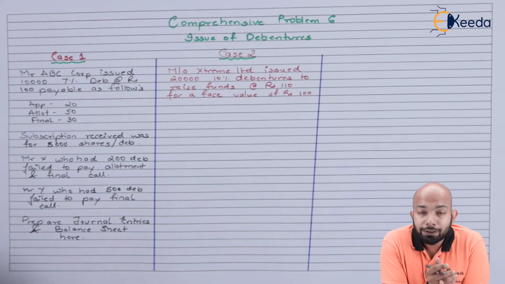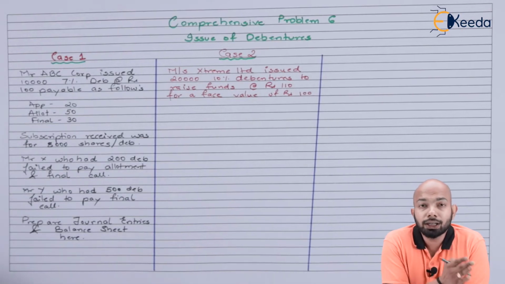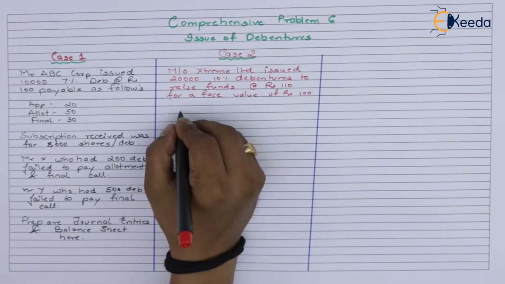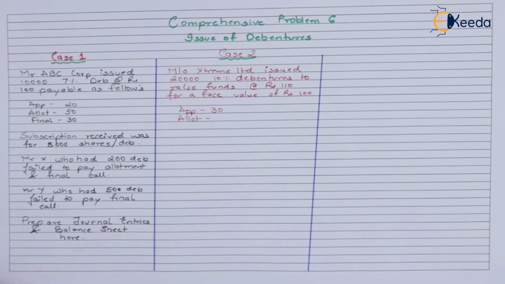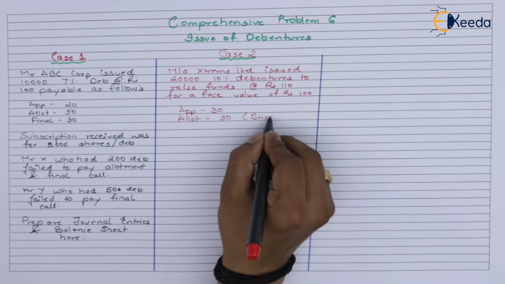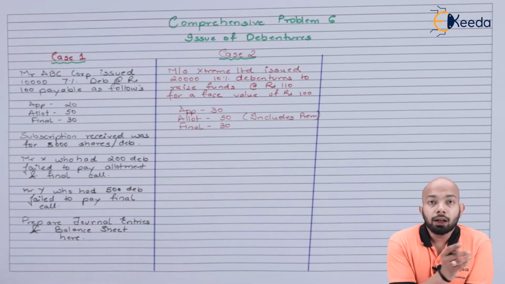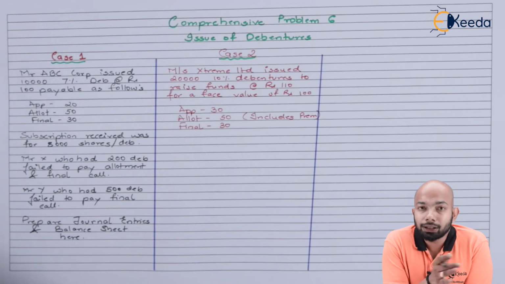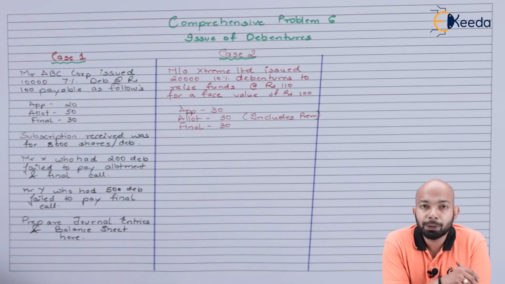Now, let's figure out that there is a premium here that has to be taken into consideration, because the face value is 100, and you're issuing it at 110. So this is a premium case. Now let's go on to the payable amount. On application and final call, they are taking 30 each. On allotment, they're taking 50 rupees, which includes the premium of rupees 10 as well. That means 40 rupees is capital, 10 rupees is the premium here.